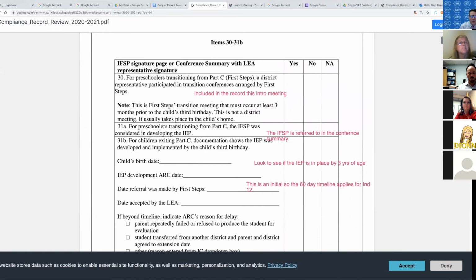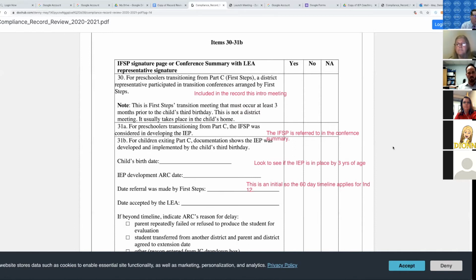Okay, this section has to do with looking at the IFSP. If you're a preschool teacher, you're looking at that signature page or the conference summary with LEA representative signatures. And it says on 30, for preschoolers transitioning from Part C, a district rep participated in transition conferences arranged by First Steps, included in the record, this intro meeting. What that means is that this meeting is not the LEA's meeting. It's not Jenkins's meeting. It's not Breathitt County's meeting. It's not Letcher County's meeting. It's not Pike County's meeting. It's the First Steps meeting.